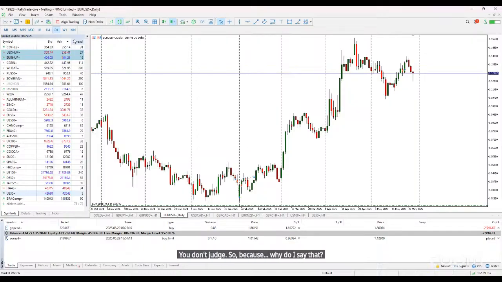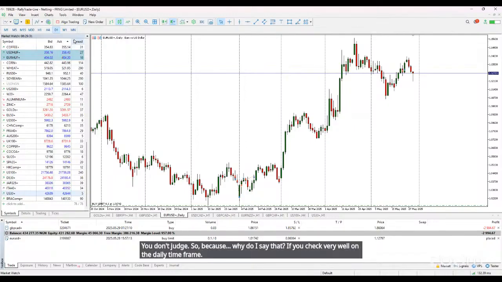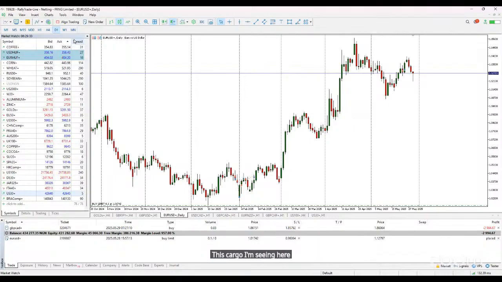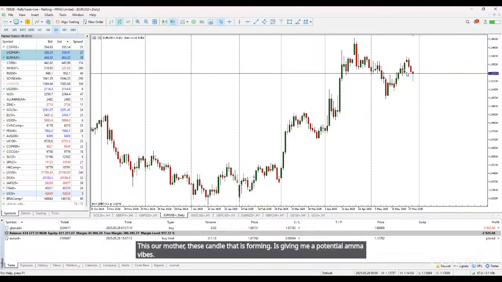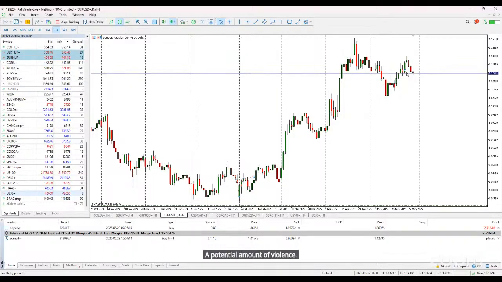Why do I say that? If you check very well on the daily time frame, this candle I'm seeing here is showing me a potential hammer. Don't forget, from this place, Euro USD, you can see the upward movement, but there's a pullback. They start again, come down here again. This candle that is forming is giving me potential hammer vibes. So what do we need to do here?